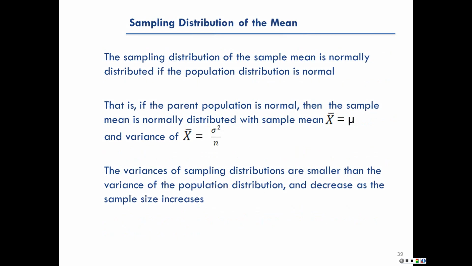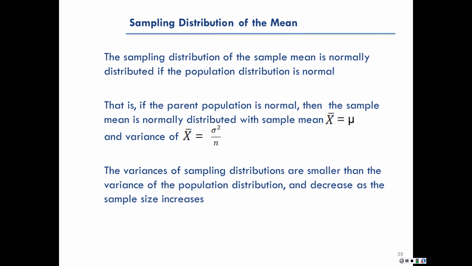So let's talk about the sampling distribution of the mean. The sampling distribution of the sample mean is normally distributed if the population distribution is normal. So if the parent population is normal, then the sample mean is normally distributed. It's indicated by x bar, and it's equal to mu, the population mean. And it has a variance of sigma squared, which is the population variance, divided by n, which is the sample size.